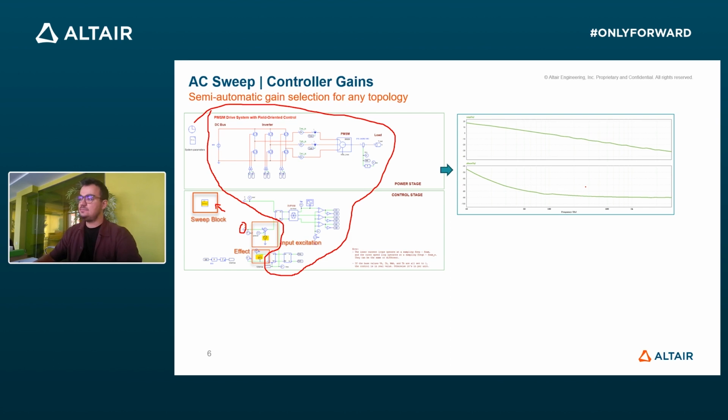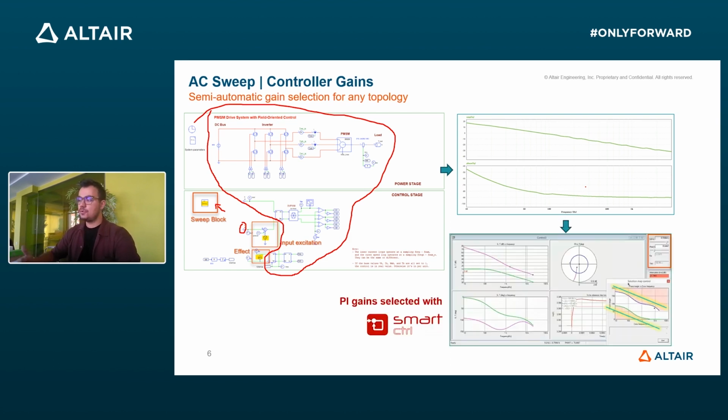We get the system response for a specific range of frequencies. And then we can import this frequency response of the power stage into Smart Control to graphically select the operating point of the system, to have the controlled parameter have the response we want in essence. So let's maybe jump into PSIM quickly to see how this can be done.